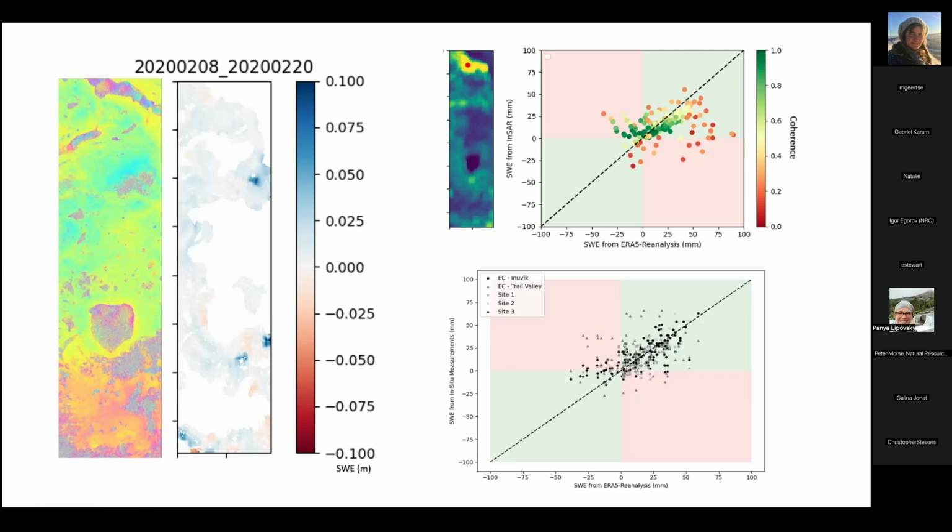So the Inuvik and Trail Valley Environment Canada research stations, as well as my snow depth sensors at my in-situ sites. And so you can see that the spread of the in-situ data is similar to that of the InSAR data. So this is promising, that the InSAR SWE estimation technique is just about as good as the point in-situ data.